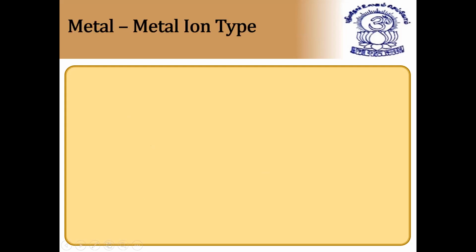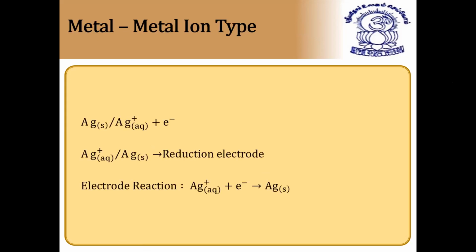Next, what is metal, metal ion type? Silver ion gains 1 electron and changes to silver. That is called a reduction electrode. Since silver ion is changing to silver by gaining 1 electron, it is called a metal metal ion type electrode, also called a reduction electrode, because reduction is taking place, that is, gaining of 1 electron.